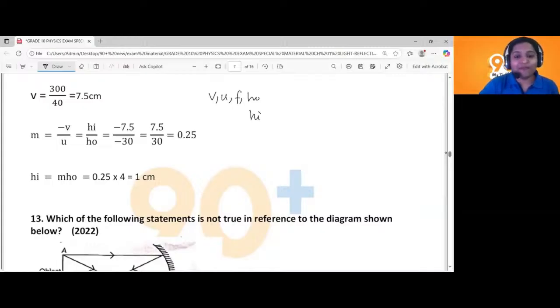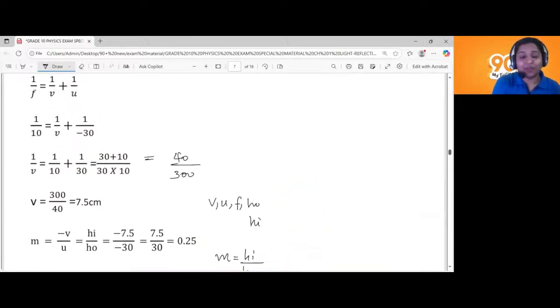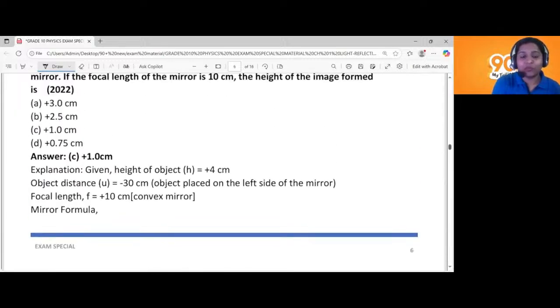And if you have magnification, how to find the height of image? Magnification is given by height of image by height of object. So how to get the value of height of image? Height of image is equal to magnification into height of object. It is 0.25, magnification into height of object is 4. So height of image is 1 centimeter. Let's see the options: 3 centimeter, 2.5 centimeter, 1 centimeter, and 0.75 centimeters. So the answer is 1 centimeter.